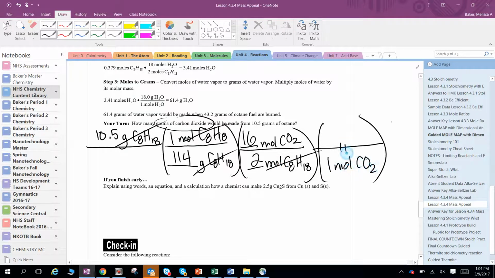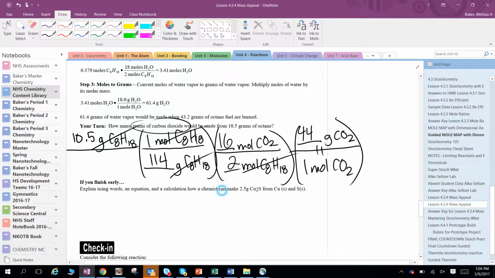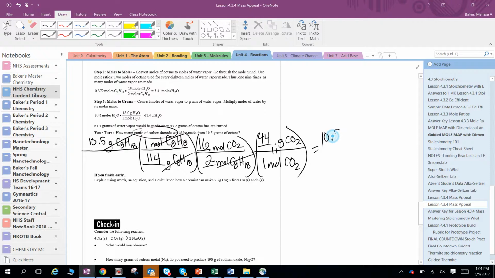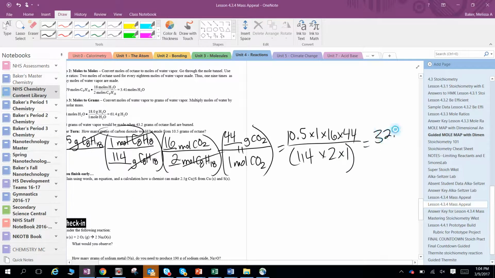We want to get this into grams because that's what the problem asked. So we got to go to the periodic table and add up 1 carbon and 2 oxygens, and it adds to about 44 grams. So then I multiply everything on the top, 10.5 times 1 times 16 times 44, divided by, be careful here, use parentheses in your calculator, 114 times 2 times 1, parentheses. My final answer is 32.4 grams of CO2.